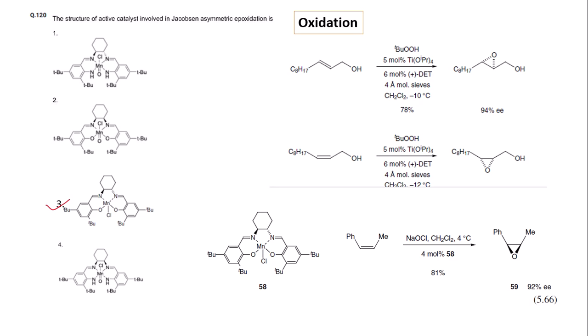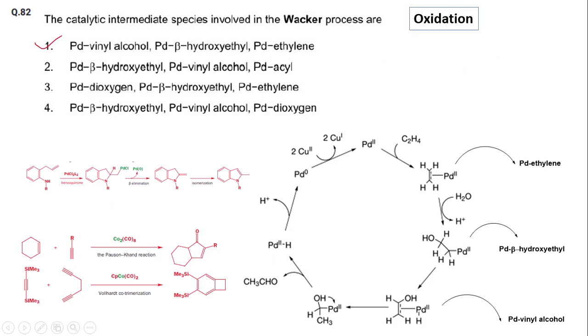This is the Jacobsen-Katsuki catalyst, and it is used for the epoxidation of the alkene system in the presence of sodium hypochlorite in DCM at 4 degrees centigrade. The correct option for this catalyst is 3, and this catalyst has been taken from the Parathas group. Next is the Wacker oxidation. In the Wacker oxidation, different types of intermediates are formed. One is the palladium ethylene intermediate, another is the palladium beta-hydroxyethyl intermediate, and the palladium vinyl alcohol intermediate. So option one is the correct option.